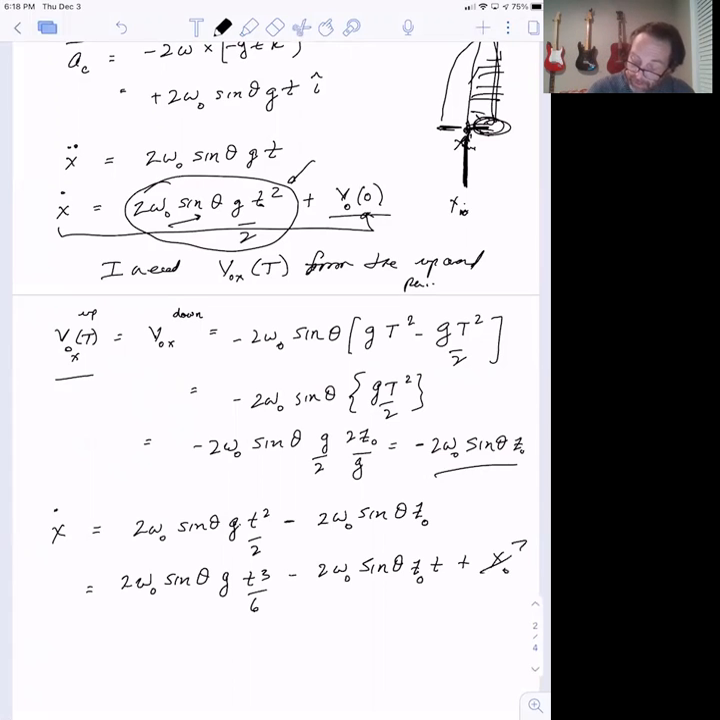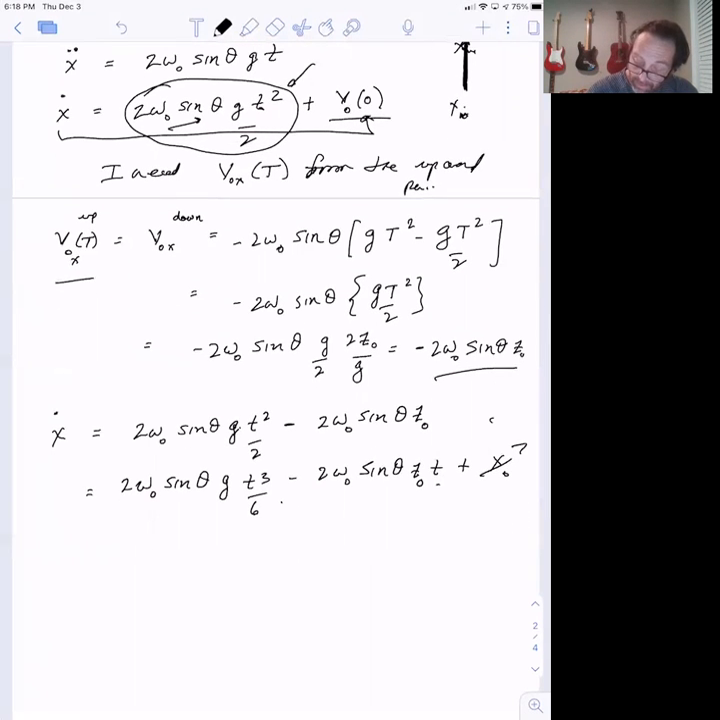That's equal to 0 at t equals 0. The first two terms have a t in them, so that's 0. And now I plug in what I have for the time it takes to come back down. So the deflection will be equal to, this is x, 2 omega naught sine theta g, and then this will be, let's see.